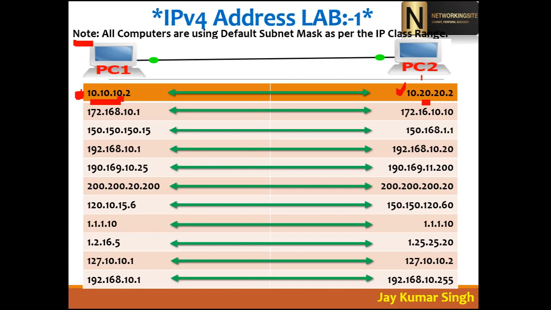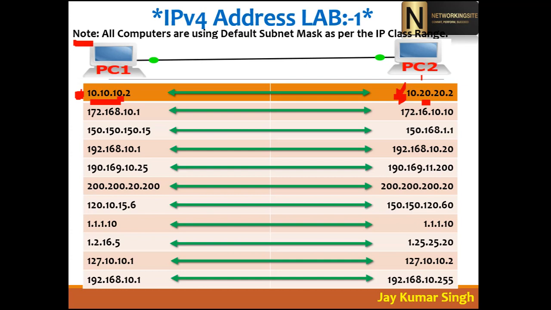What is the first condition which I told you here? The first condition I told you is that the IP address class must match. So the class is matching. This belongs to class A and this is also belonging to class A. Second condition is saying that the IP address network part must match, right?